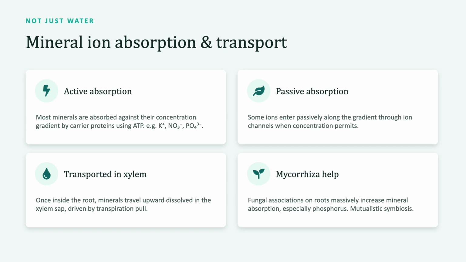And here is a beautiful biological partnership. Mycorrhizae, a fungal association on roots, massively boost mineral absorption, especially phosphorus. The fungus gets sugar from the plant in return. This mutualistic symbiosis is so effective that most plants in nature depend on it.